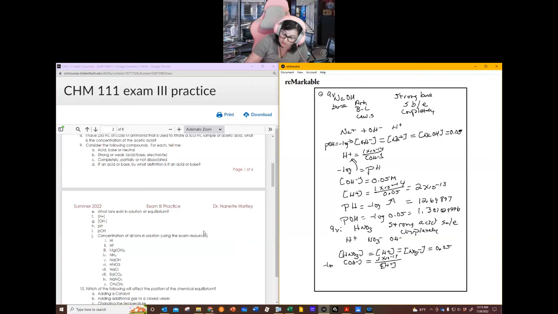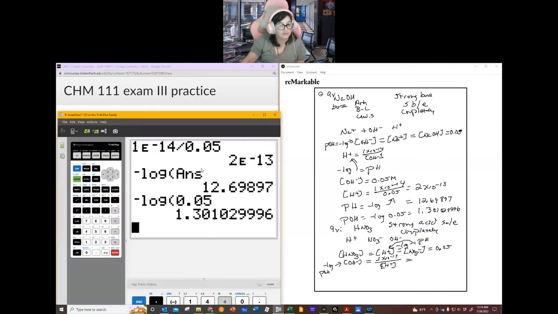And then we can take the negative log of that to give us pOH. And then the negative log of that guy is our pH. So, since we have an OH minus and an H plus for this, our OH minus is going to be 1 times 10 to the minus 14th divided by the 0.05, just 2 times 10 to the minus 13th.